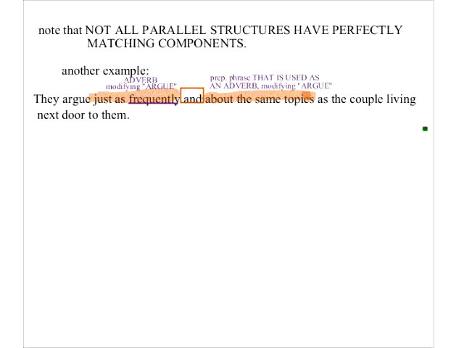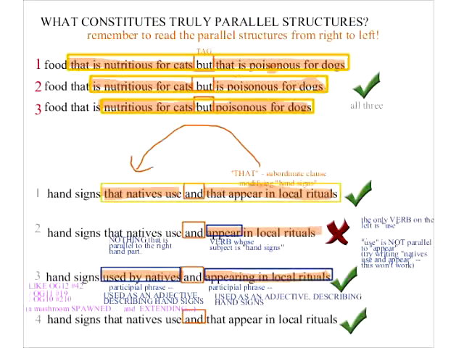Okay, another test for parallelism, though, with "and." If you have "and" or "or," then the parallel structures should still make sense by themselves. So for instance, another piece of evidence that this sentence is okay is if you say they argue just as frequently as the couple next door. That's fine. In other words, if you get rid of this one. And they argue about the same topics. That's also fine. Same thing with this other controversial one over here. Hand signs used by natives, that's fine. Hand signs appearing in local rituals, that is also fine.